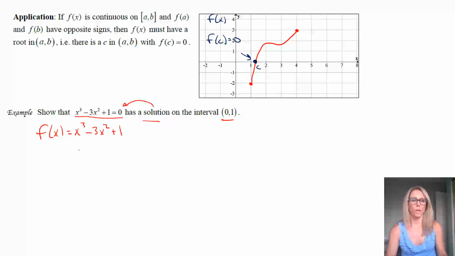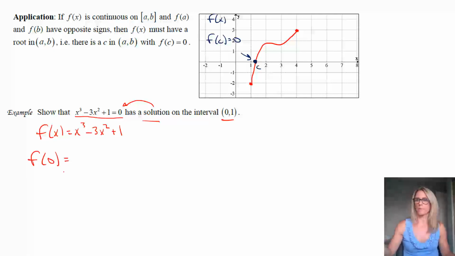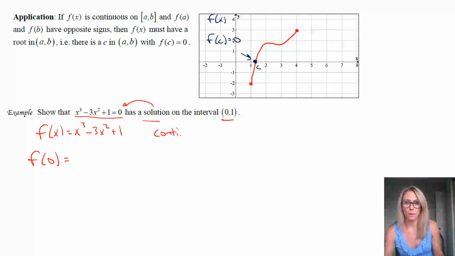We don't know, so what we do to use the IVT is we check. Remember, the IVT says we have to have a continuous function. So that's x cubed minus 3x squared plus 1. That's a polynomial, so it's continuous on all real numbers. So it's definitely continuous on that interval. Even more importantly, it's continuous on the closed interval, which is required for the IVT. And that's what we need, because it's a polynomial.